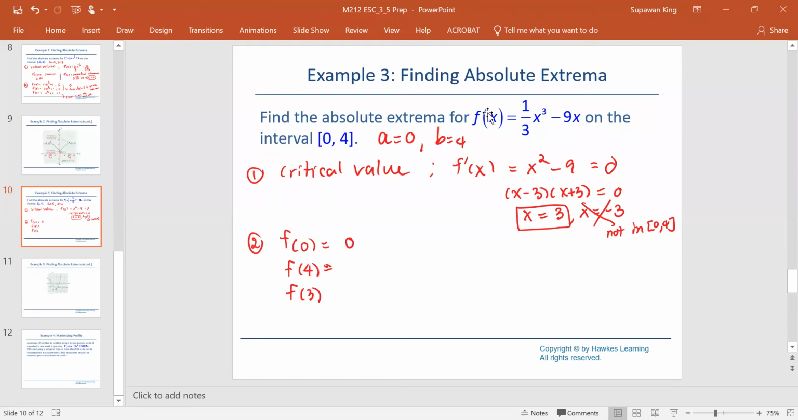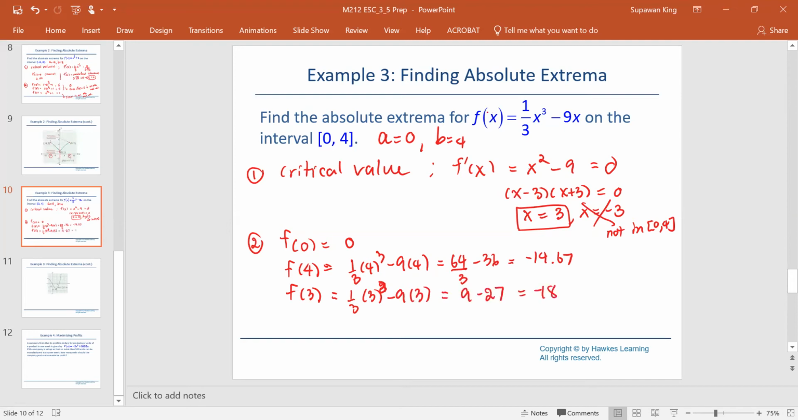f at 4, we have 1 over 3 times 4 to the third minus 9 times 4. 4 to the third is 64. 64 over 3 minus 36, and simplify the number to be negative 14.67. f at 3 is 1 over 3 times 3 to the power 3 minus 9 times 3. And that will give you 9 minus 27 or negative 18.